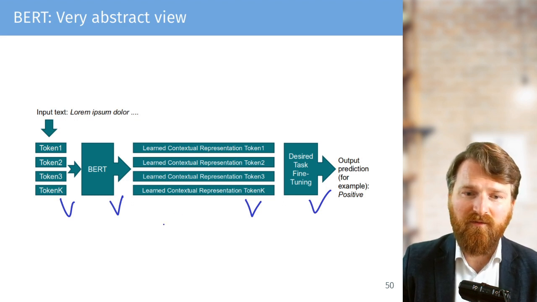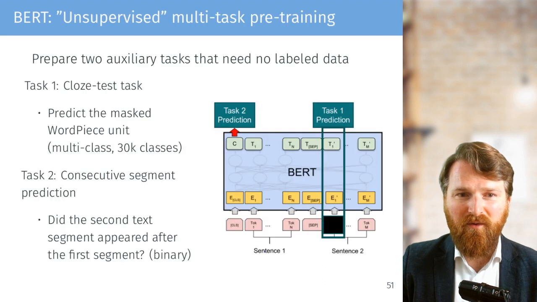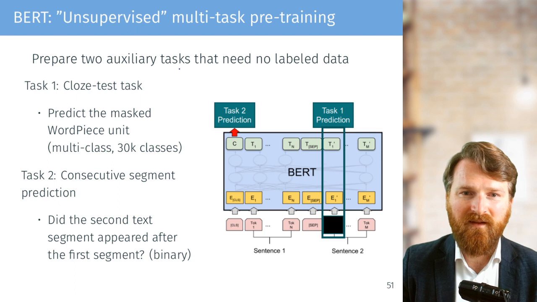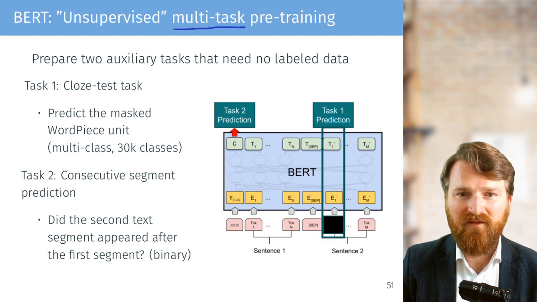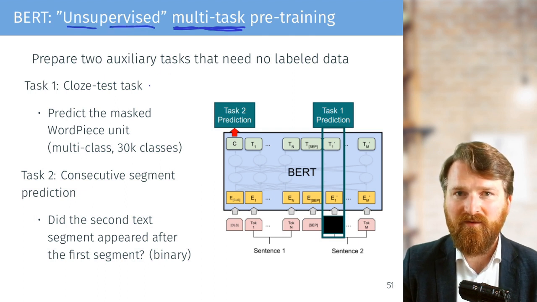And of course, we have to pre-train this thing. So this is the funny part. So pre-training. And this is where the fun starts. BERT was pre-trained using multitask training. So there are 2 tasks, and it's unsupervised, as we were just talking about, in a way that we don't use any labeled data.